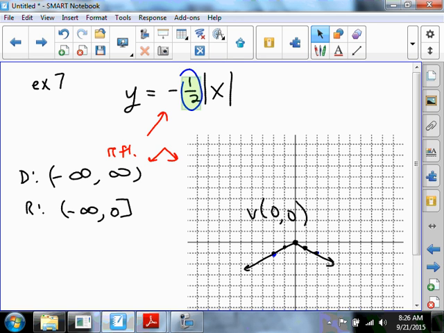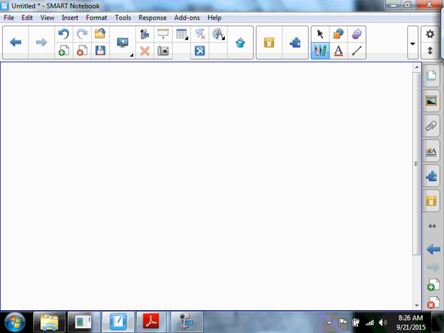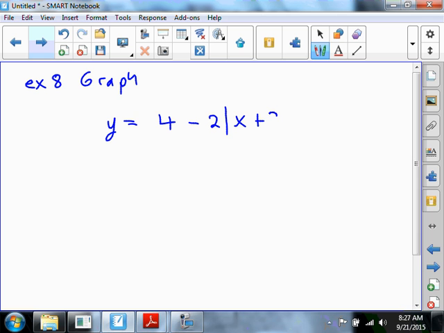Here we go. The ultimate, the last one, example 8. Graph y equals 4 minus 2 times the absolute value of x plus 3.